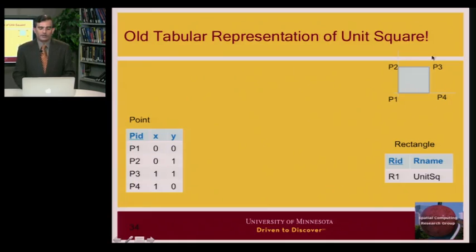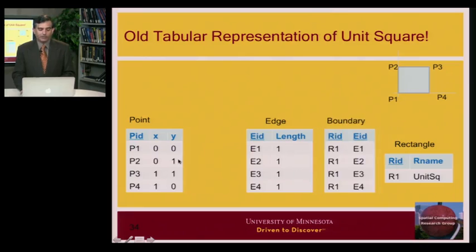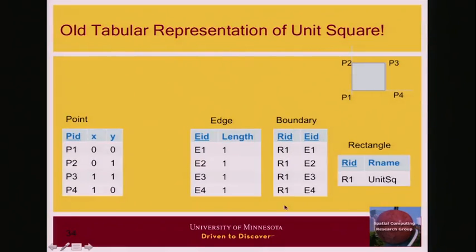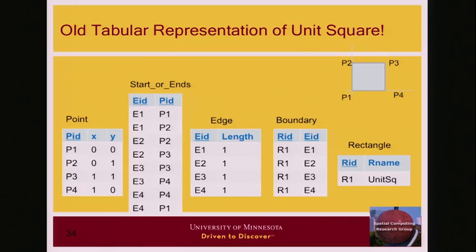So the 4 corners go in the point table, and there are 4 rows in the point table. There is 1 row in the rectangle table for this entire unit. Then for 4 edges, we get 4 rows in the edge table. And then to connect edges to rectangle and edges to points, you have additional tables. So here is the boundary table, which says the rectangle R1 has 4 different edges, but it's shown as 4 rows rather than a single row with 4 different values. And then to connect edges and points, you again have several entries in starts or ends.